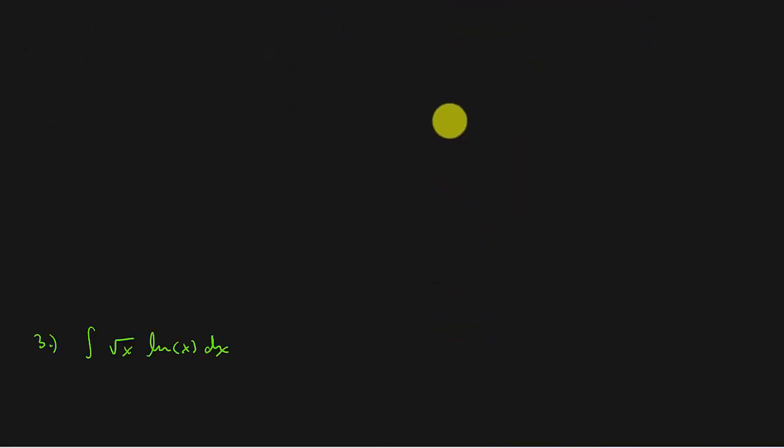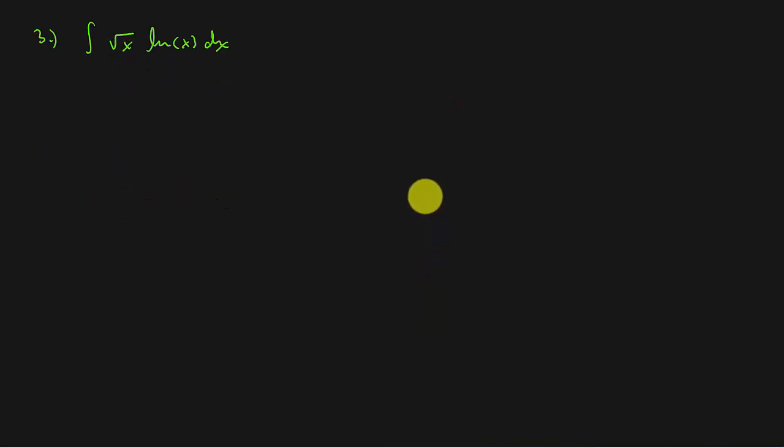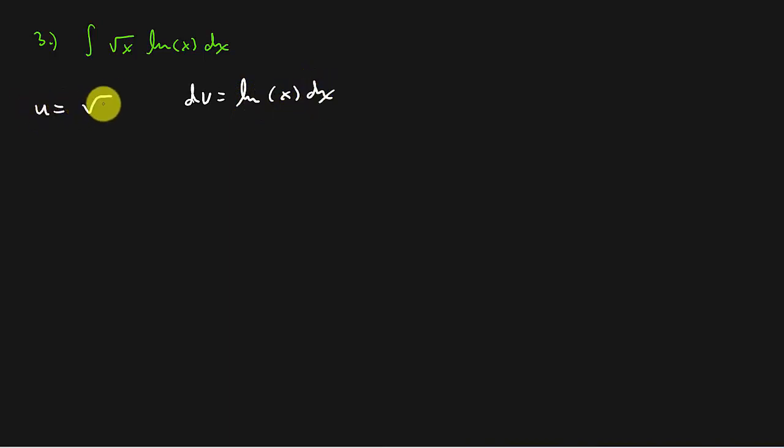All right, let's look at the next problem. Oh, what about this one? All right, so what am I going to let u equal, and what am I going to let dv equal? Well, just think about this. What if I did this and let u equal square root of x? What if I did that?